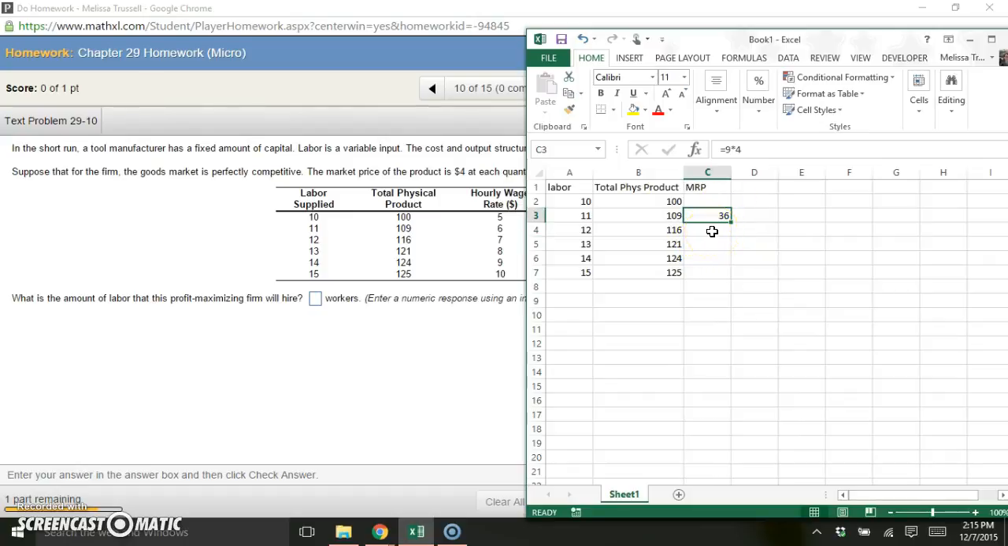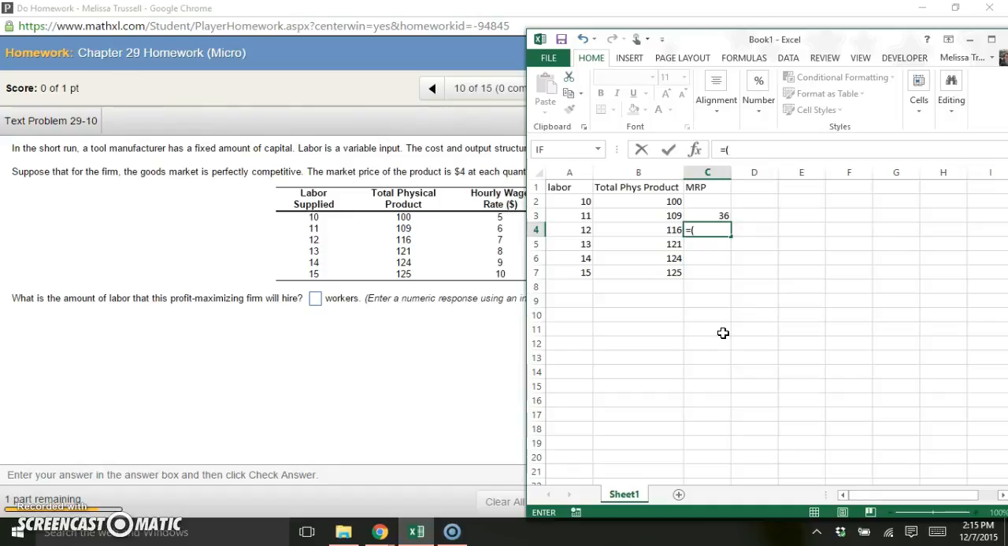Okay? So that's all we're doing. That's all we do here to find the marginal revenue product of each of these workers. We just want to find out from hiring that one more worker, how much more money do I get? So in this case, for the 12th worker, when we went from having 11 workers to having 12 workers, we went from having 109 products to 116 products. So I'll just ask Excel to do the math for me.